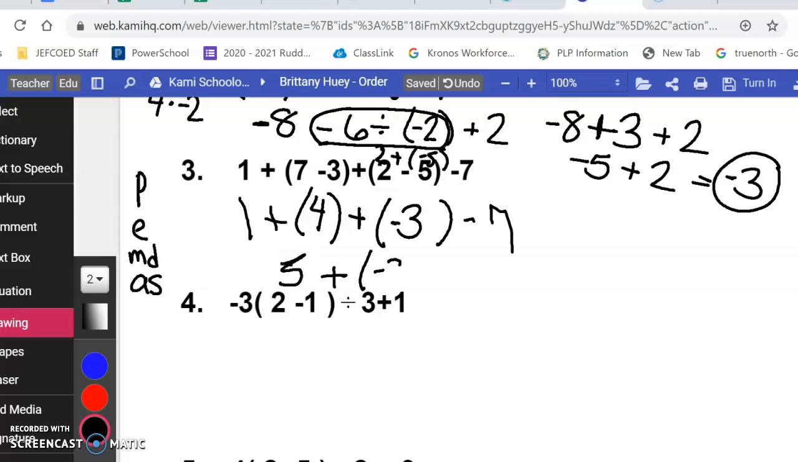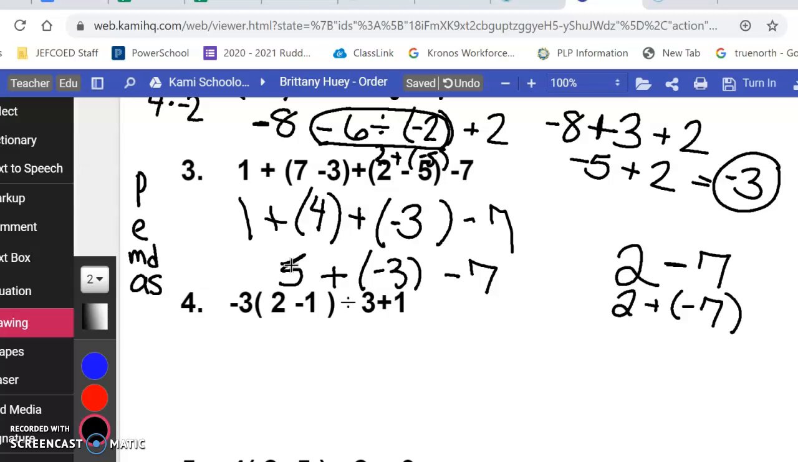5 plus negative 3 minus 7. Okay, the signs right here are different, so we're going to subtract. Keep the sign of the bigger number, that's positive. So here's my minus 7. Remember, keep, change, change. Signs are different, so we're going to subtract. Keep the sign of the number farther from 0.